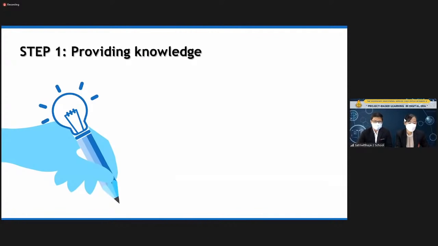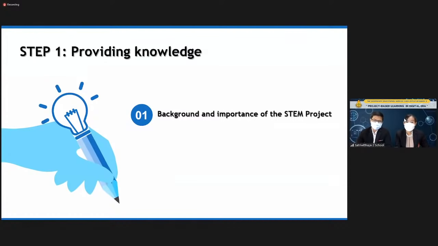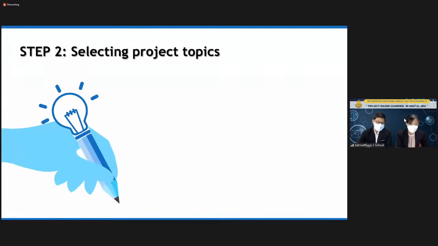Next, I will talk about our first step, providing knowledge. Number 1, explain the background and importance of STEM projects for innovation. Number 2, explain the project purpose, format, and procedure. Next, we will move on to the second step, selecting project topic.